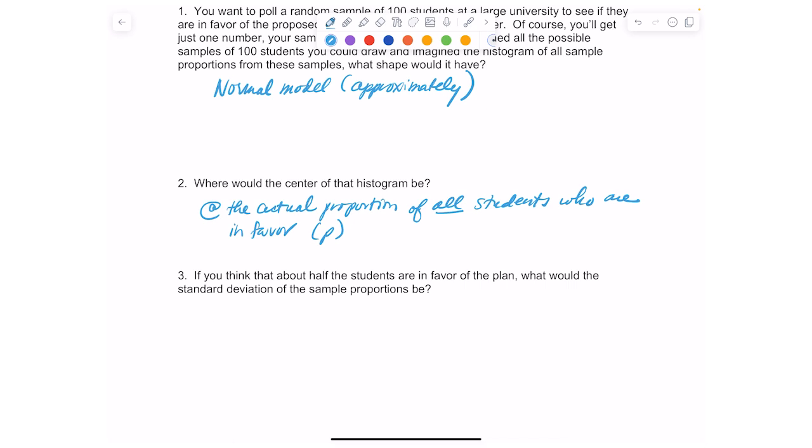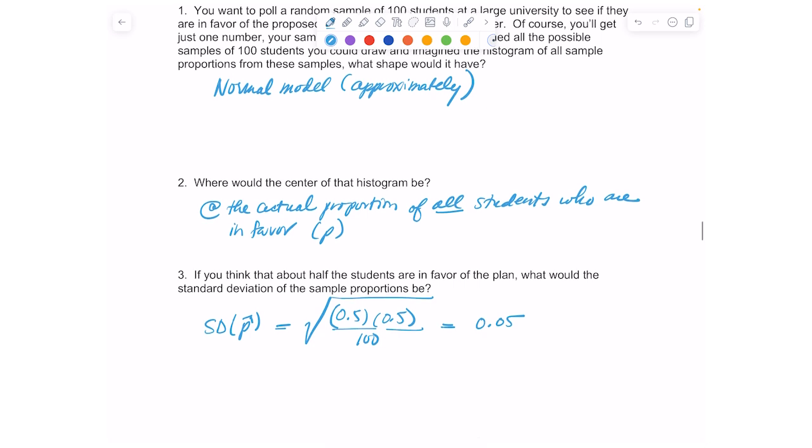So I need to find the standard deviation of P hat, which remember is the square root of P, which in this case is 0.5, times Q, which is 1 minus 0.5. That just gives me 0.5 again. And then we are sampling 100 students. So we're going to divide by 100. And if you simplify that, you get 0.05. So that would be the standard deviation of the sample proportions.